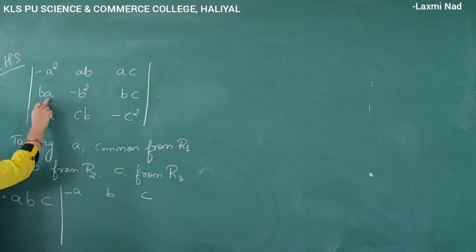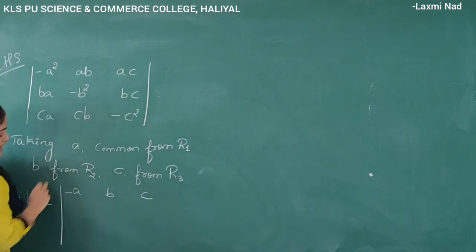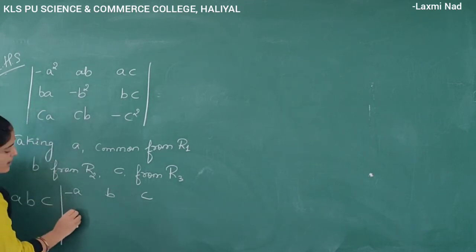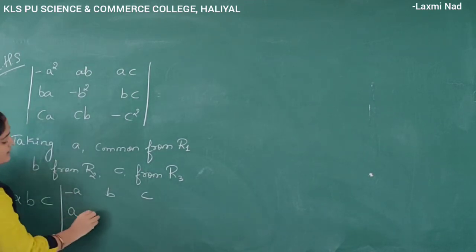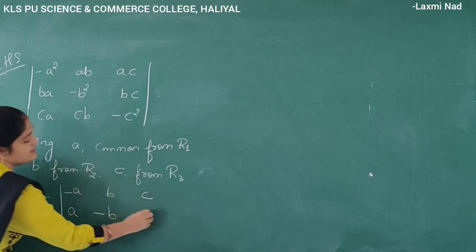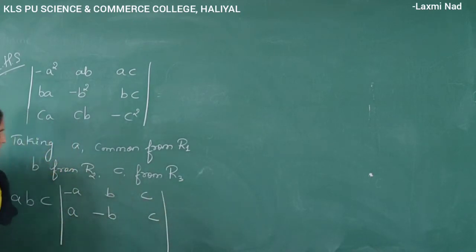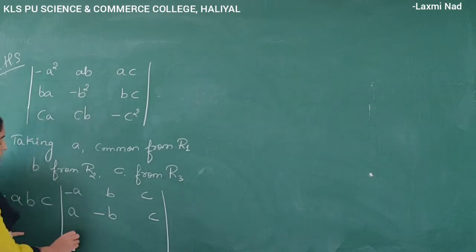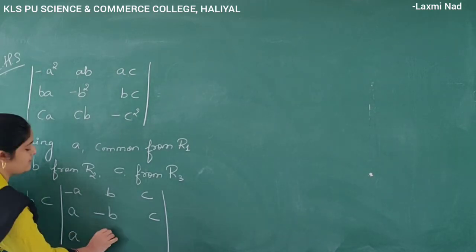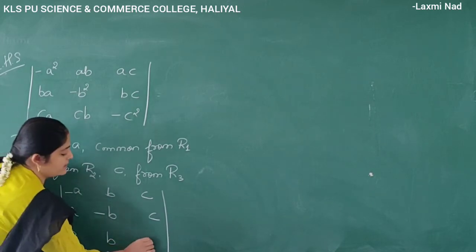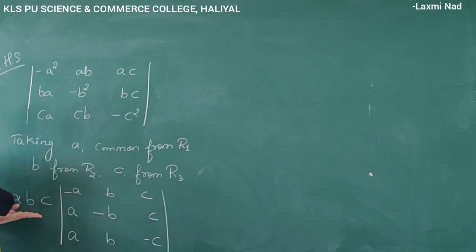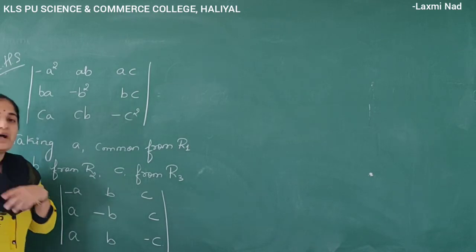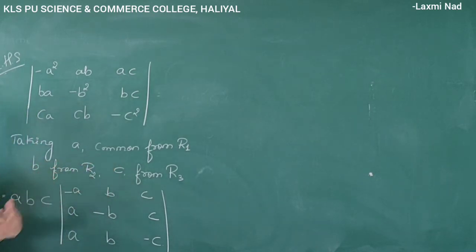Similarly for the second row, I am taking b out as common, so here you get a, minus b, and c. And in the third row I am taking out c as common, so here a, b and minus c. So I got here a, b, c. In the RHS part, you know that this answer should be equal to 4 a square b square c square.